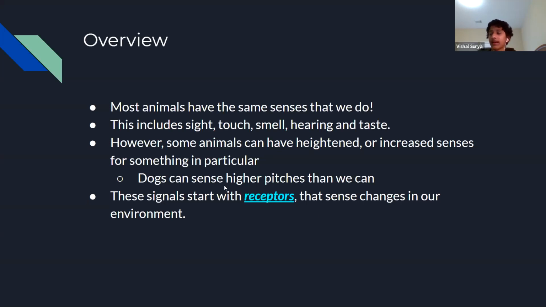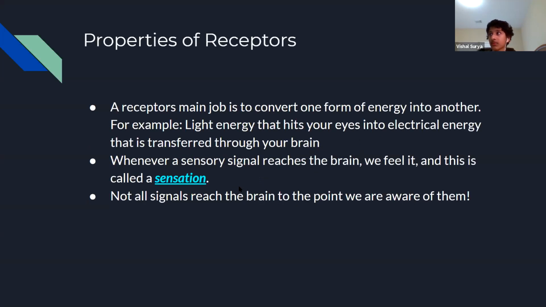So the signals start with receptors that sense the changes in our environment. First, let's discuss the properties of these receptors, since they're so crucial to our understanding of how we sense the entire world. The main function of a receptor is to change one form of energy into another.